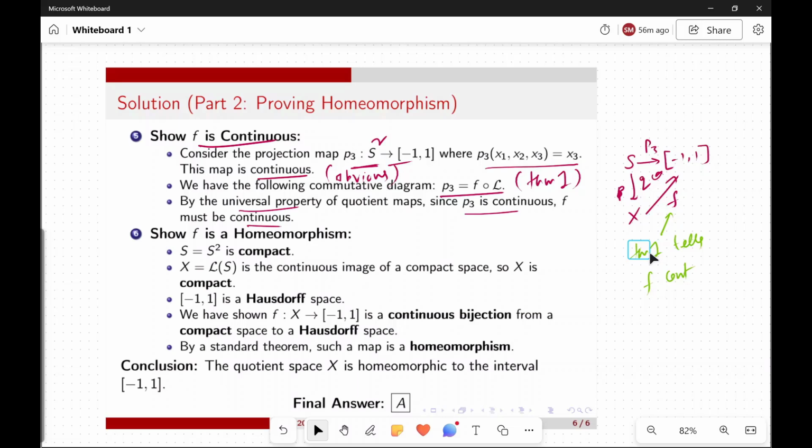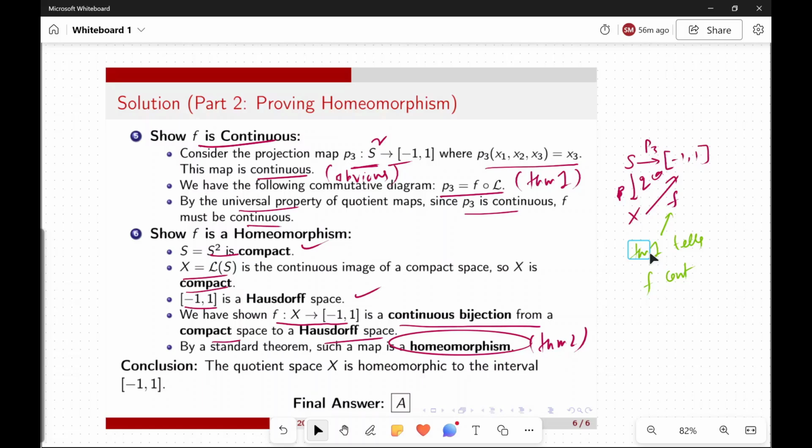Now there is the homeomorphism to show. The sphere is compact and minus 1 to 1 is Hausdorff. These are very common facts, so there is no point in explaining them. And X is the quotient of the sphere, so it is compact. So f is a map from X to minus 1 comma 1, which is a continuous bijection from a compact space to a Hausdorff space. So by theorem 2, it will be a homeomorphism. So that is the argument.